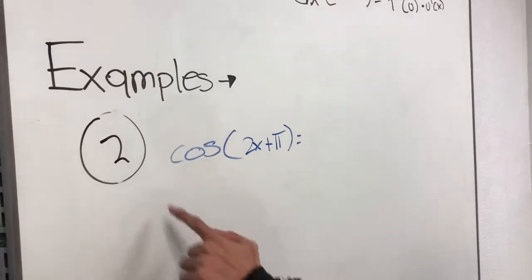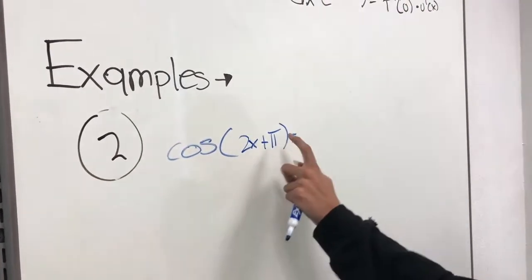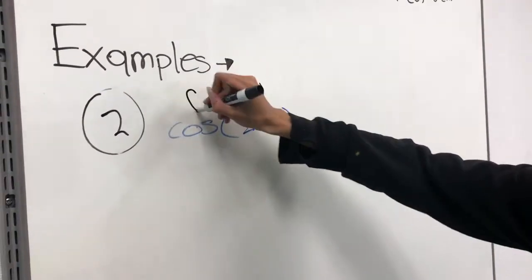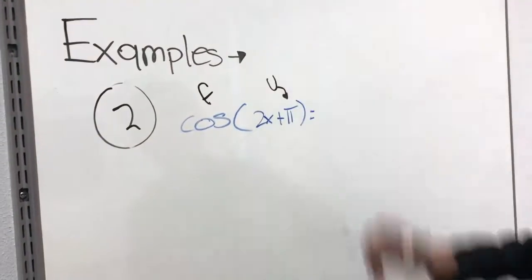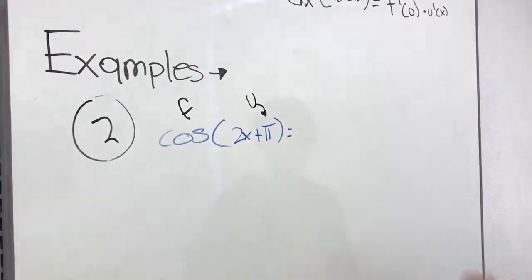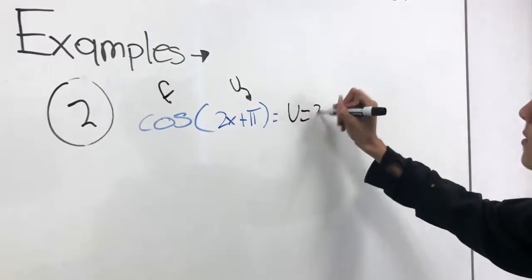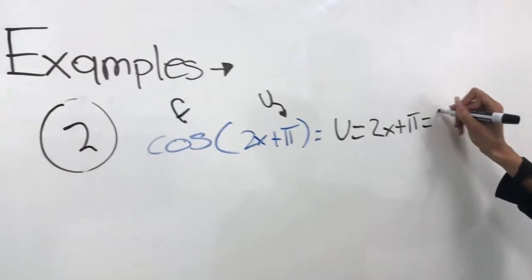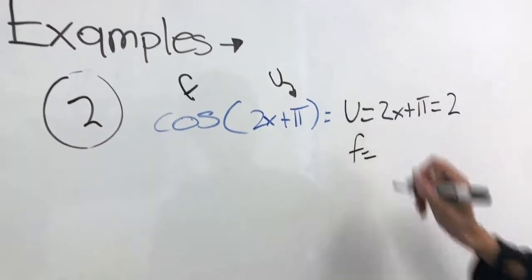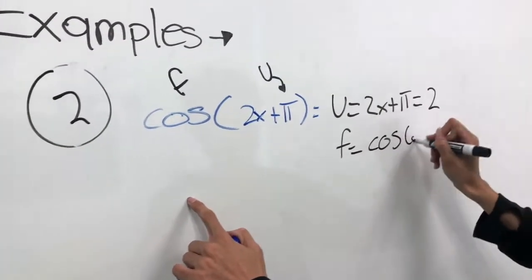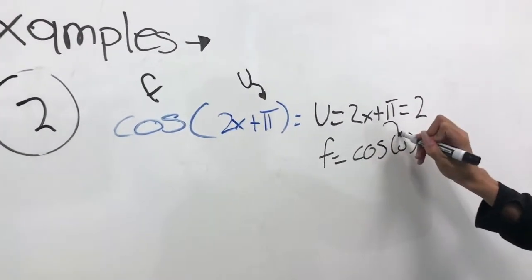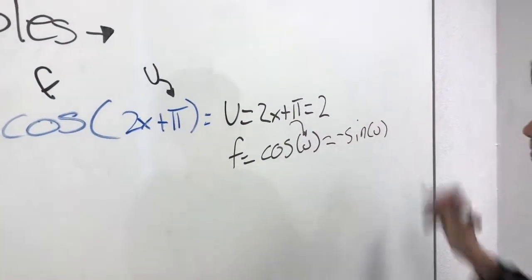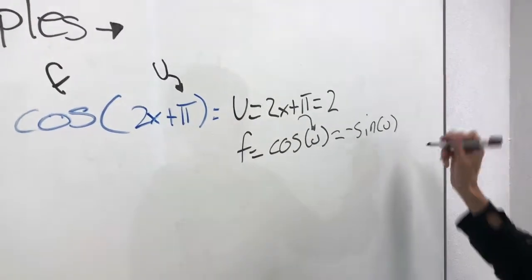And for our second example, we're going to have cosine of 2x plus pi. We again first define our u and our f. Here again, u is our value inside the parentheses. So we get u equals 2x plus pi. We get the derivative for this, and it would be 2, and then f would be cosine of u, whose derivative would be minus sine of u, and then we only have to multiply.